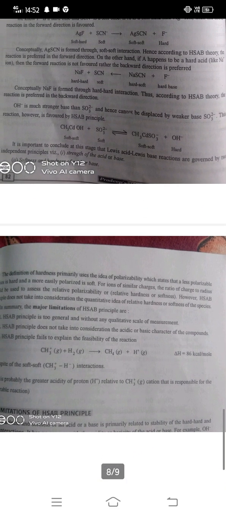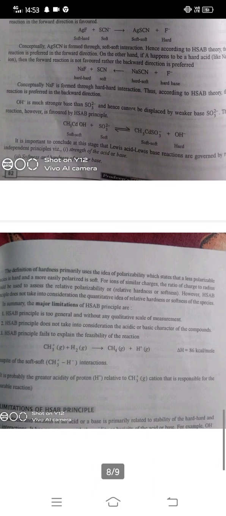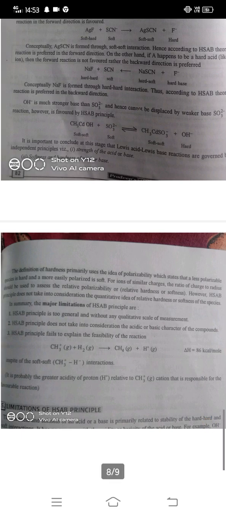It is important to conclude that at this stage, Lewis acid-Lewis base reactions are governed by two independent principles: strength of acid or base, and softness and hardness of acid or base. The definition of hardness primarily uses the idea of polarizability, which states that less polarizable species is hard and more polarizable species is soft. For ions of similar charge, the ratio of radius should be used to assess the relative polarizability. Using HSAB principle does not take into consideration the quantitative idea of relative hardness and softness of the species.